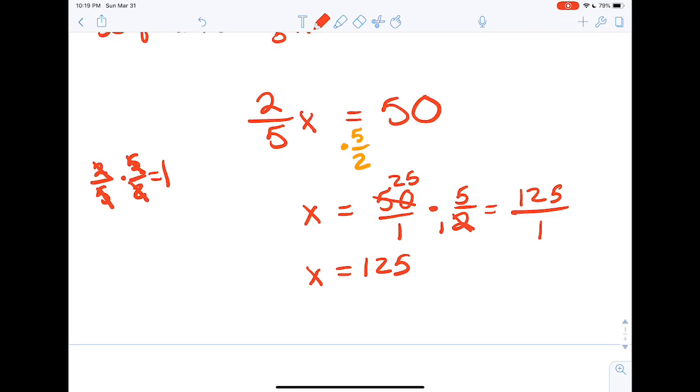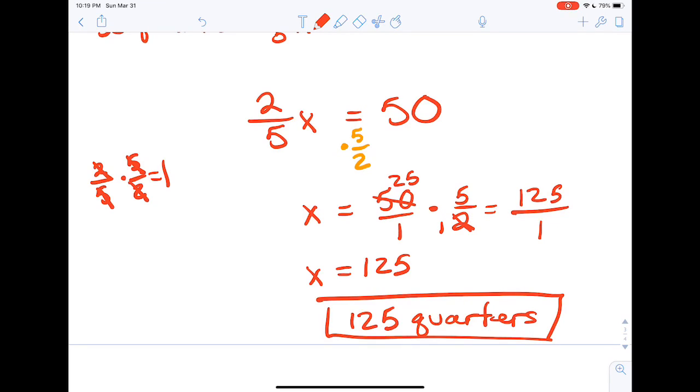But then I need to go ahead and write out my answer. I'm not quite done yet. The answer is 125 quarters. And then I put that in my box. And that is the first part of 8.4.